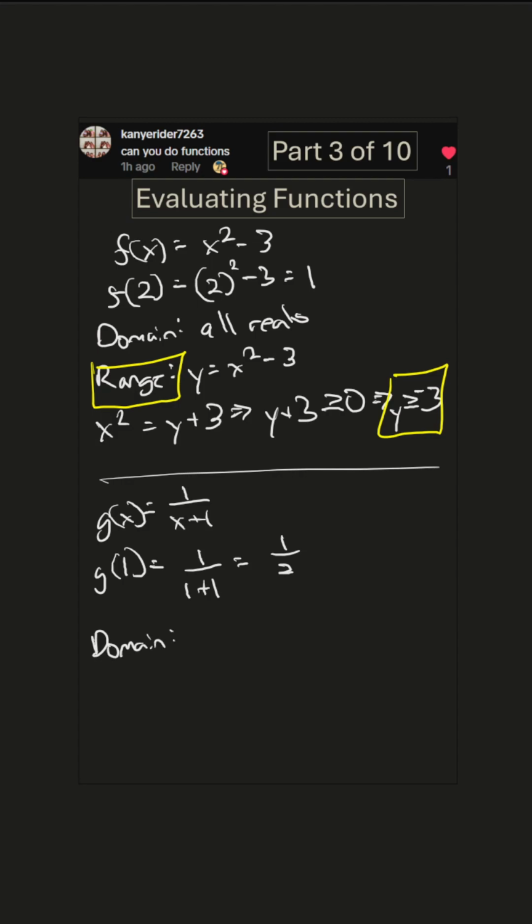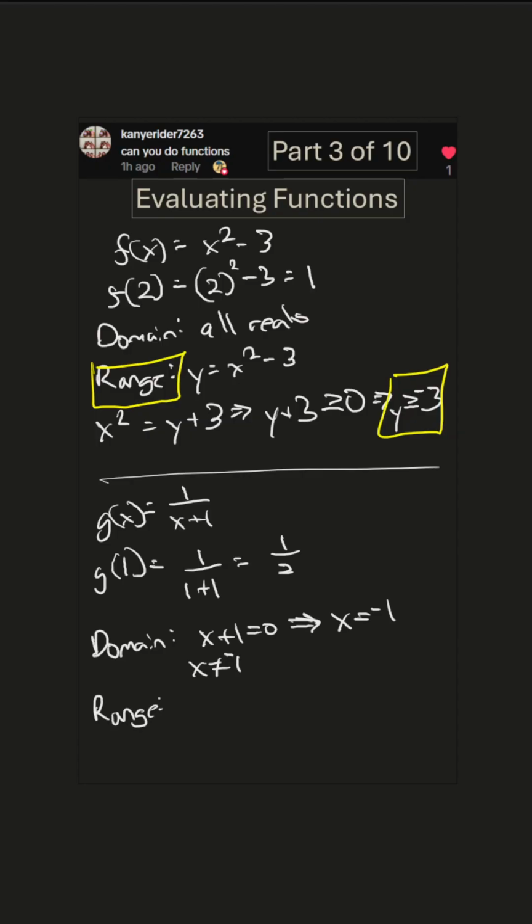Well, we know we can't divide by 0, so let's set the denominator equal to 0. x plus 1 equals 0, and that implies, if we subtract 1 from both sides, we get x equals negative 1. So the domain: x cannot equal negative 1. All real numbers except negative 1. How about the range?